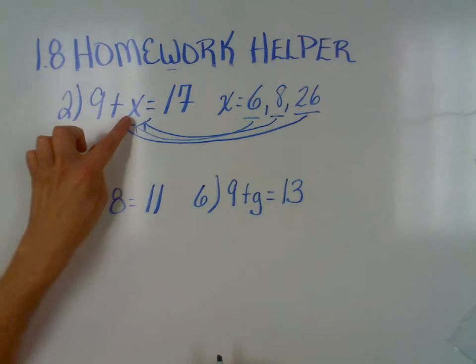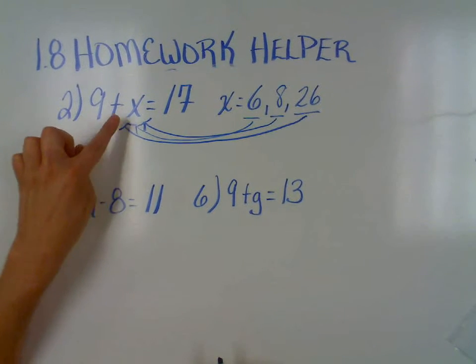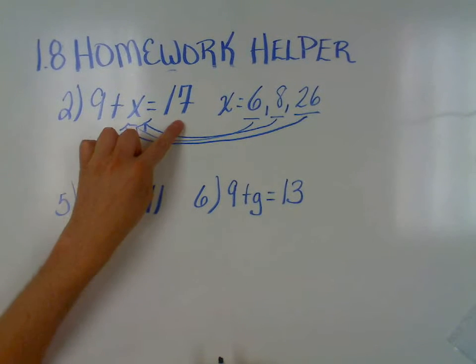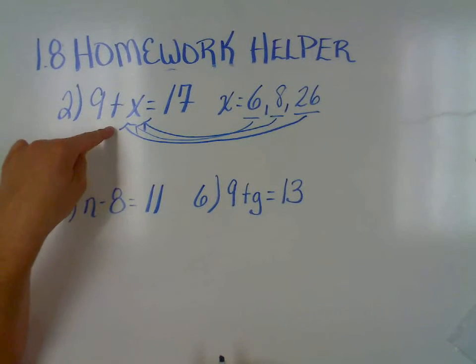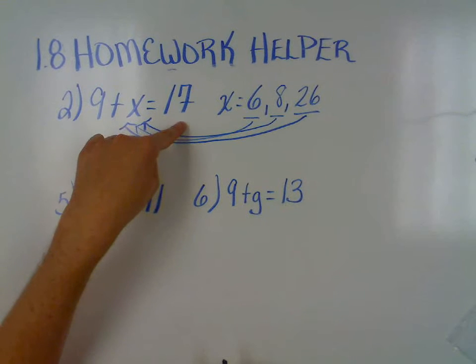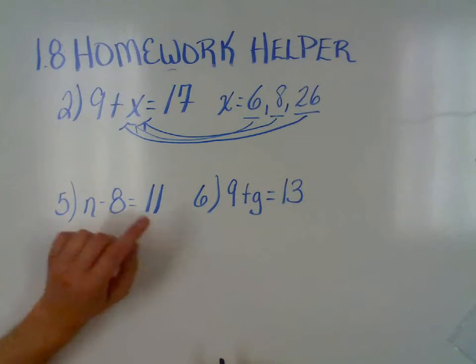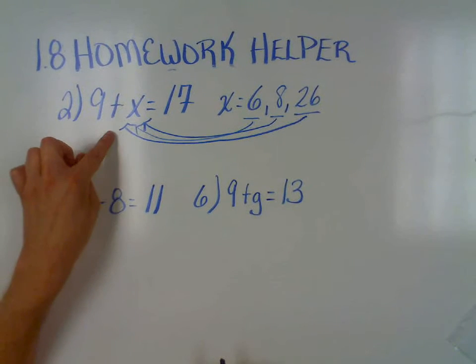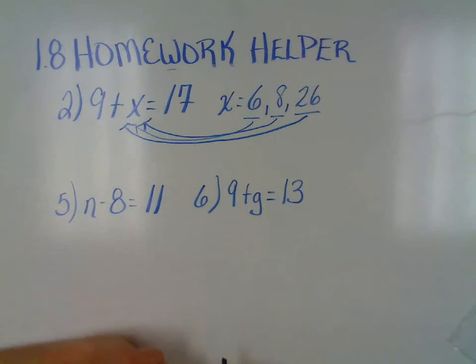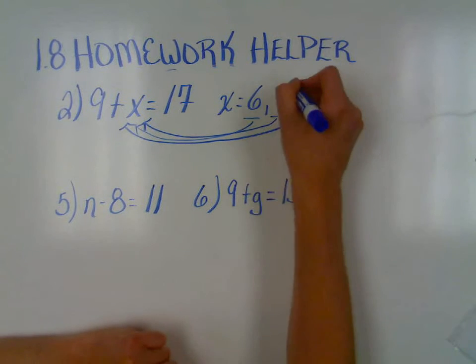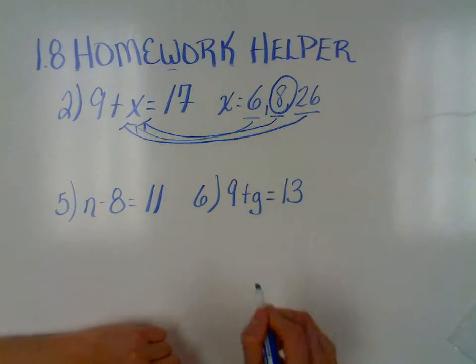So if I change x into 6, it would be 9 plus 6 over here, which is 15. But notice the other side says 17. So that did not cause the left side to equal the right side. So it is not the solution. Then we'll try 8. 9 plus 8 over here. Well, 9 plus 8 is 17, and the other side says 17. So since that caused the two sides to equal out, that is a solution to the equation.